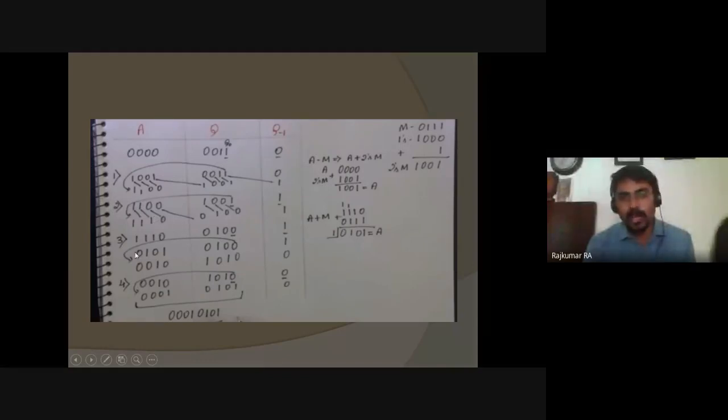So now the new value of A I am writing here, and the same value here, there is no change for the Q value. Here also I am writing the Q value, and the same value for Q1. I am just repeating. After that, only the A value will be changing. I mean the A plus M we just performed, and A will be 1 1 1 0, and M will be 0 1 1. So those 2 values are added, and then the new A value comes here. And now, after that we have to shift it as per the algorithm.